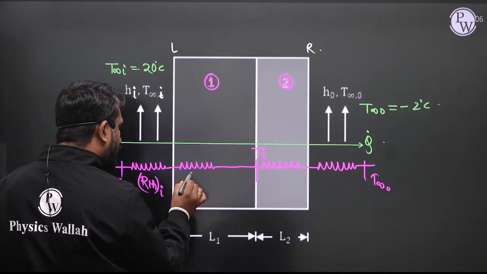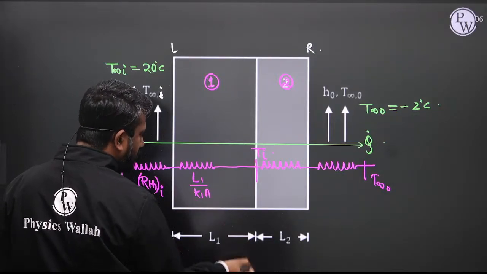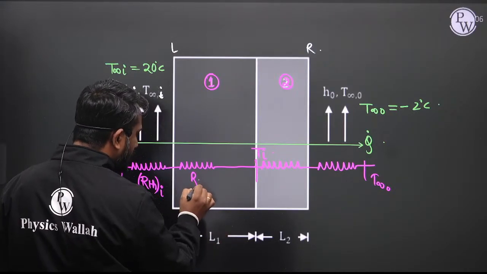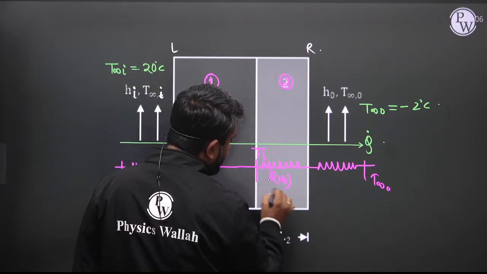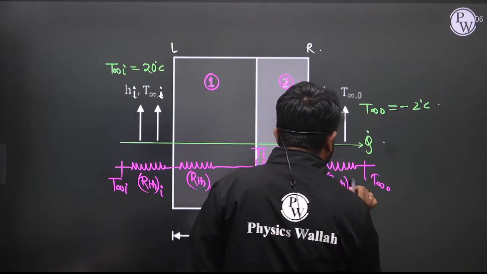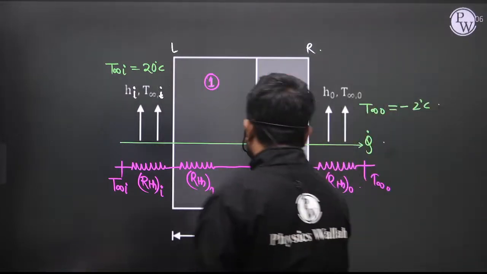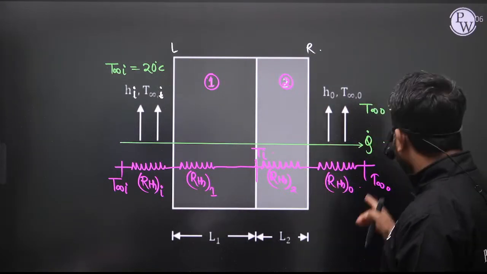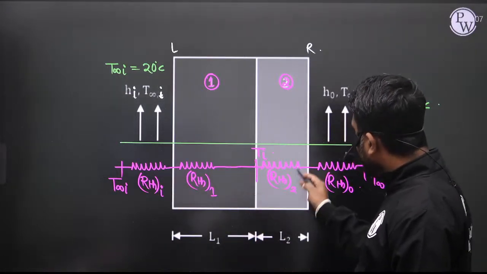This is the wall number 1 conduction resistance, so we can write L1 by K1 A, or simply R_th1. This is the wall number 2 conduction resistance, and this is the outside convection resistance. Now, T infinity i is known and T infinity 0 is known, so we can calculate R_th easily. We can calculate R_th1, R_th2 and R_th0.